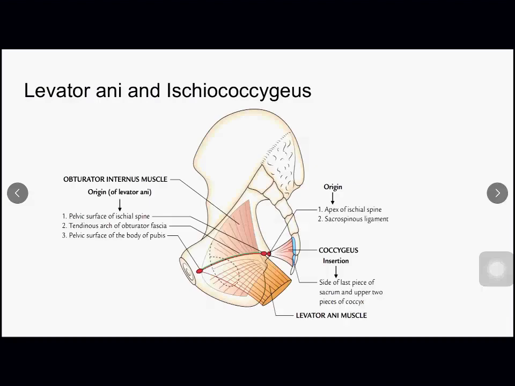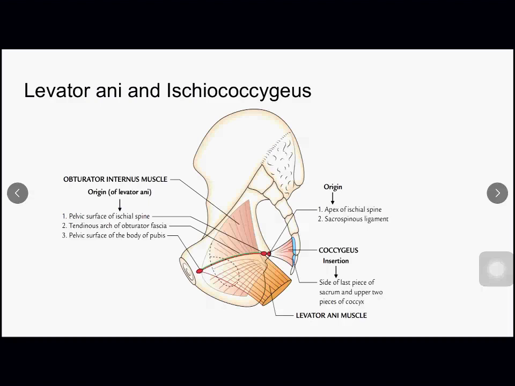So let us see about the levator ani origin. The levator ani has three origins. It is from the pelvic surface of the ischial spine, the tendinous arch of the obturator fascia, and the pelvic surface of the body of the pubis. So from these three, the levator ani originates. It is inserted into the perineal body, as we saw. So it is inserted in the perineal body.